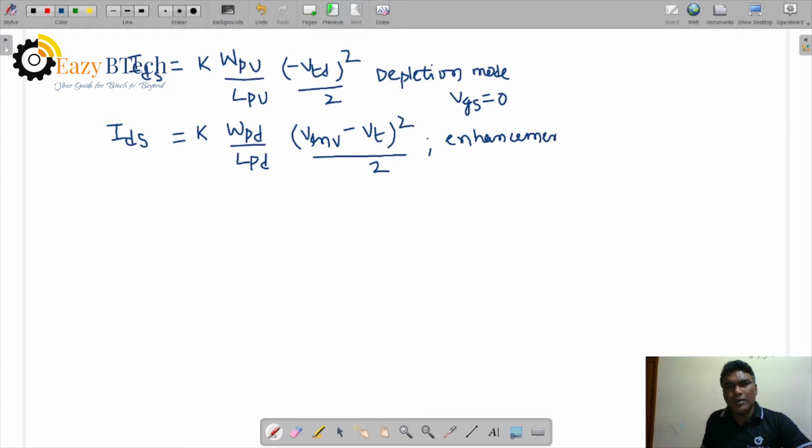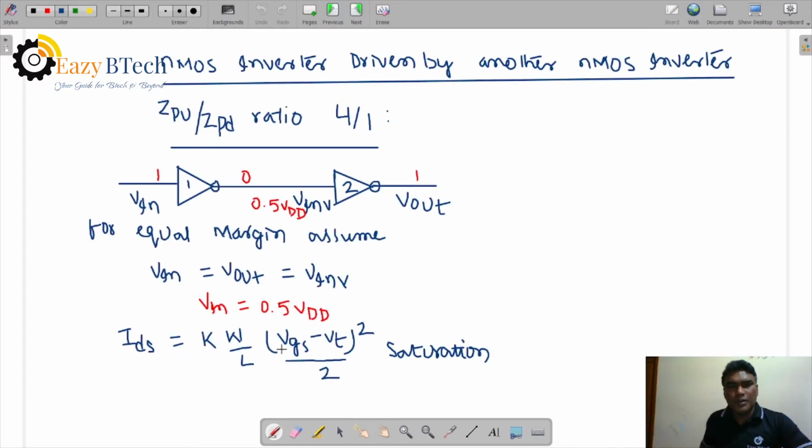Enhancement of inverter 2, where Vin, or VGS, is equal to V inverter. In the saturation region, this will be on and inverter 2 also on. Both depletion and enhancement will be on. For equal margins, we are applying V inverter as 0.5 VDD. Here depletion and enhancement both will be on.